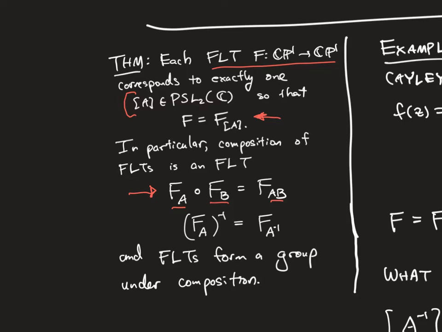FAB. And from this, you get that all fractional linear transformations are invertible, and their inverse is given by taking the inverse of the corresponding matrix. And you also get out of this that FLTs form a group under composition.